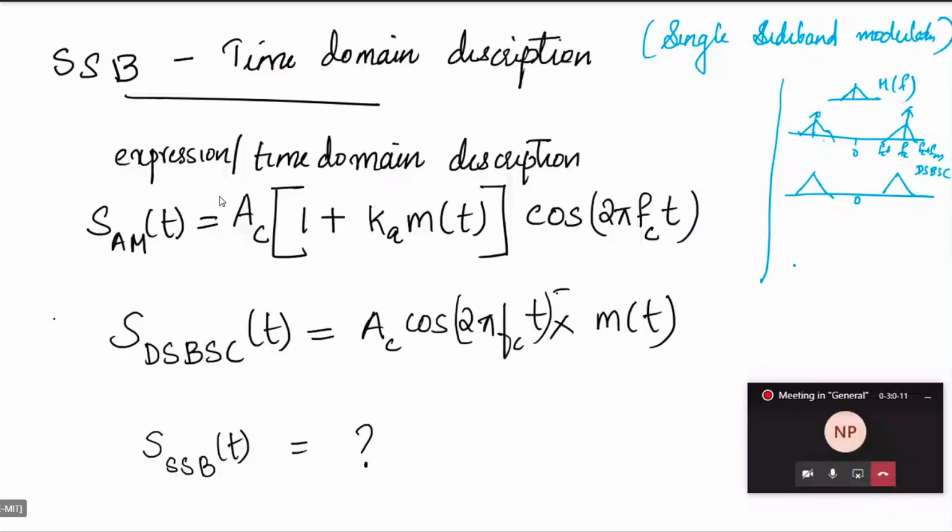And what about single sideband SSB? You have only one sideband, either the upper sideband or the lower sideband.